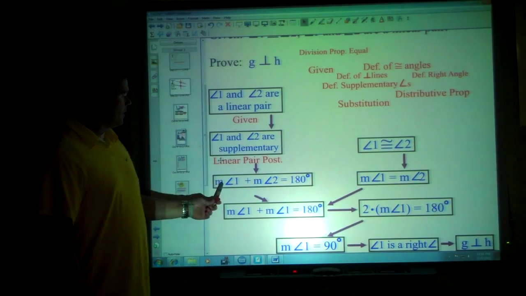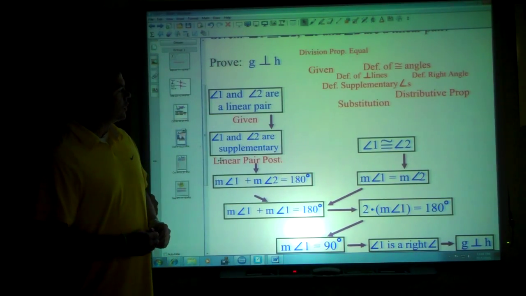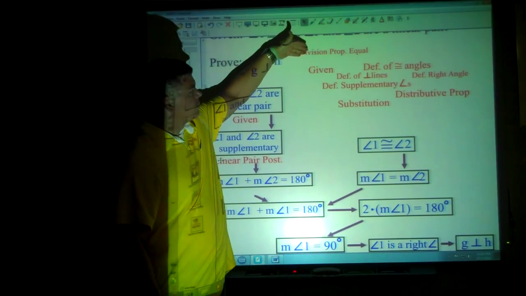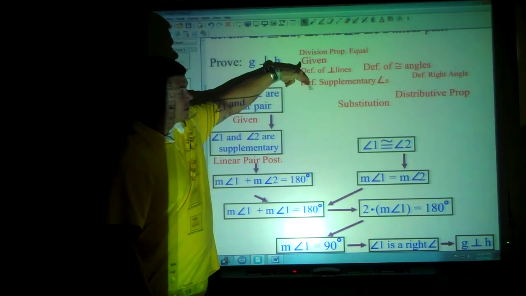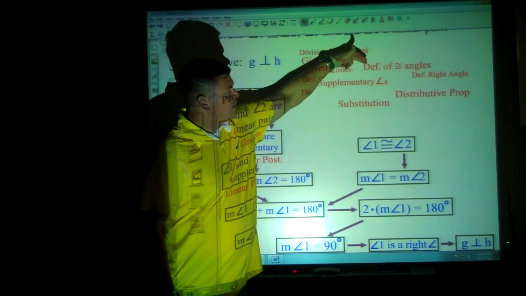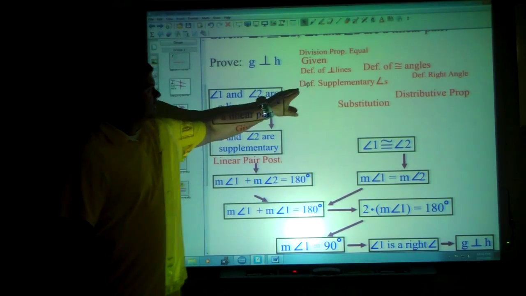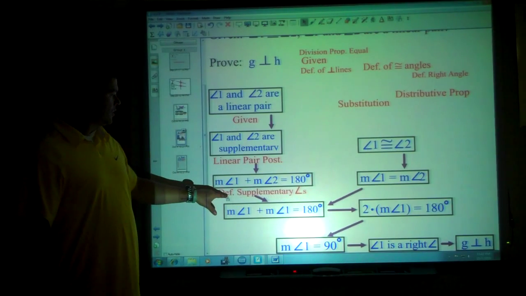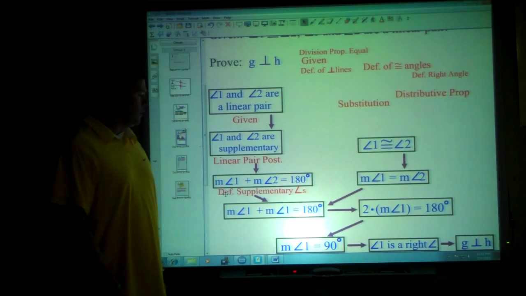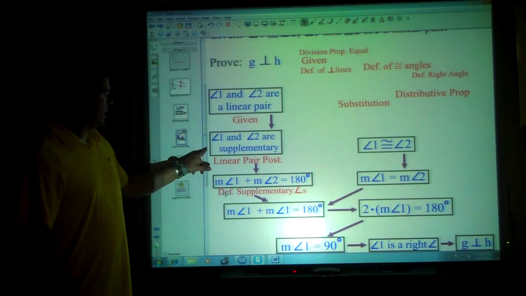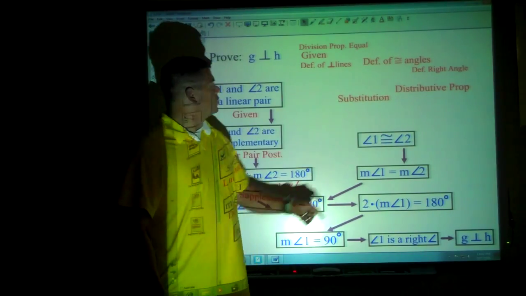Next, I have the measure of angle 1 plus the measure of angle 2 equals 180 degrees. Now my choices are division, probably not that, another given, definition of perpendicular lines, definition of supplementary angles, substitution, definition of congruent angles, definition of right angle, or distributive property. I think the best idea here would be definition of supplementary angles. The definition of supplementary angles states that two angles add together to make 180 degrees. Good enough.